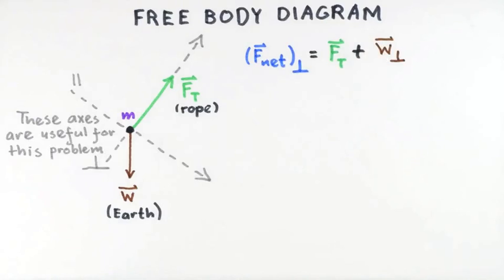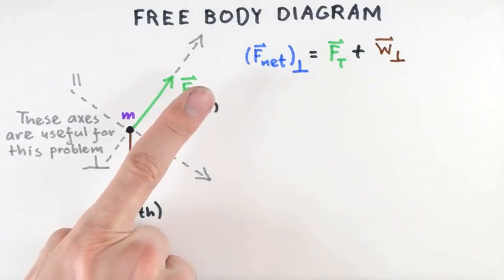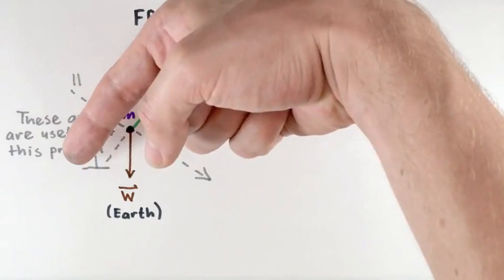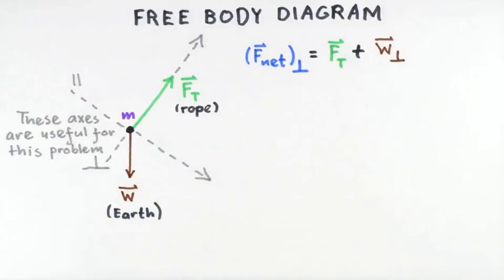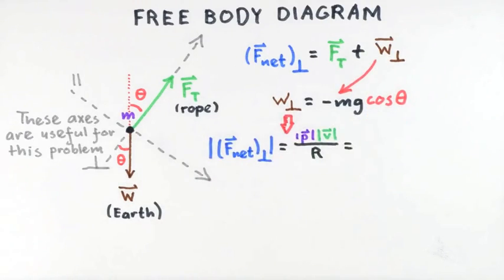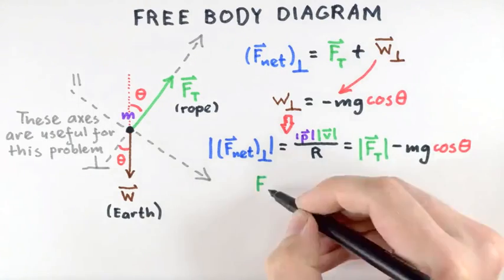Notice the tension force component is positive, points toward the center of the kissing circle, but the weight force component is negative. Using trig, we can write the weight force component with the correct magnitude and sign like this. Now, from observing the motion, we know both the magnitude and the direction of F net perpendicular. So we have only one unknown, the tension force, so we can solve for that.